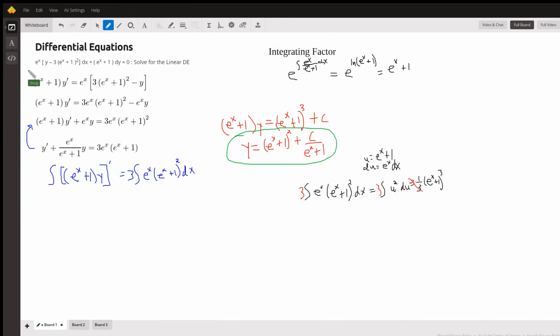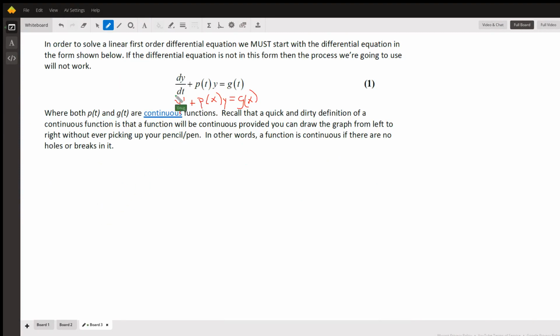Okay, we're asked to solve this linear differential equation. Before we start that work, let's just make sure what our goal is. In order to solve a linear first order differential equation, you have to start with it in this form right here.